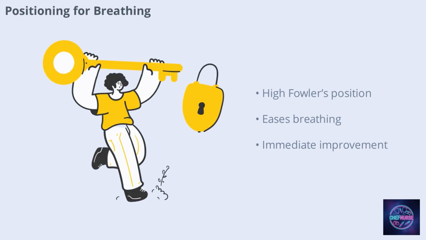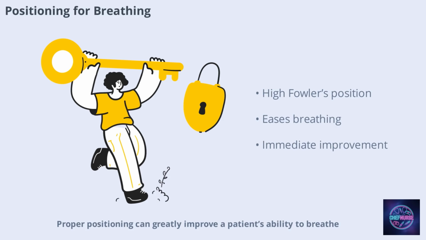Proper positioning can greatly improve a patient's ability to breathe. On the NCLEX, sitting a patient upright or in high Fowler's position is often the best immediate intervention for respiratory distress. This simple action can open the airway and make breathing easier while you prepare for further interventions.